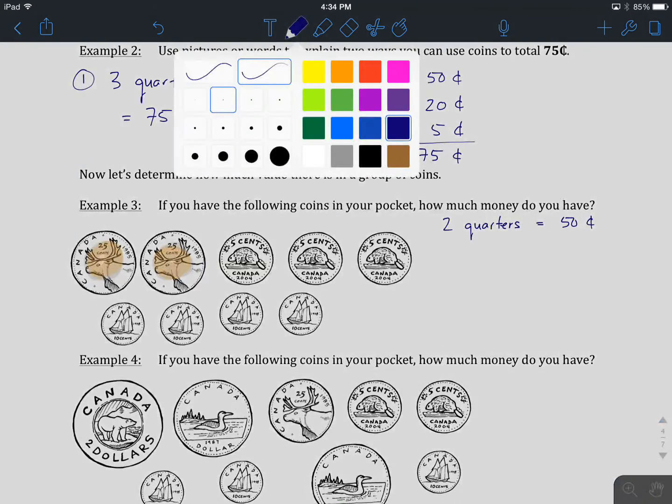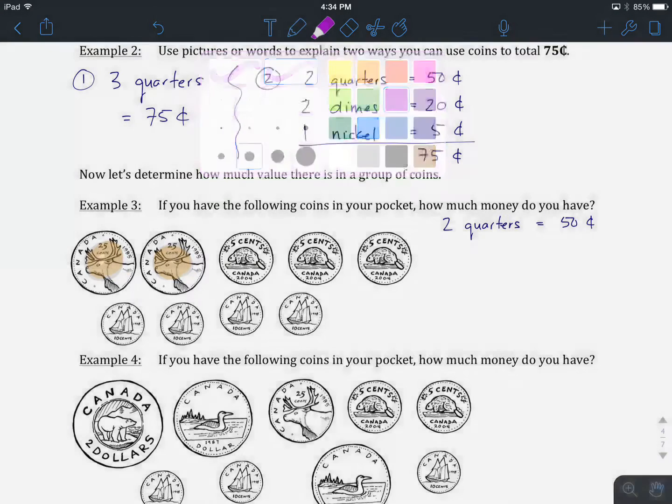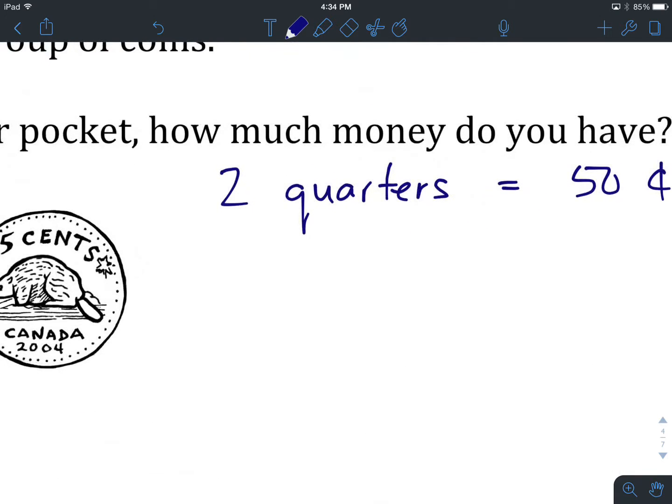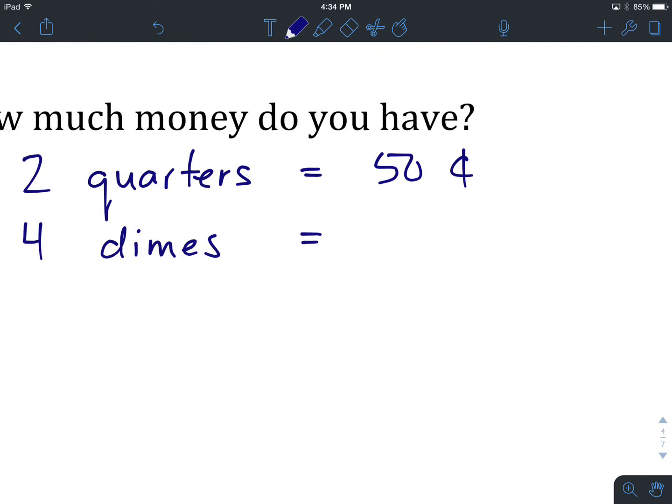So let's find out how many dimes we've got. We've got 1, 2, 3. We've got 4 of these dimes. So let's write that down next. We've got 4 dimes. A dime is worth 10 cents, and we have 4 of them, so that's going to give us 40 cents total.